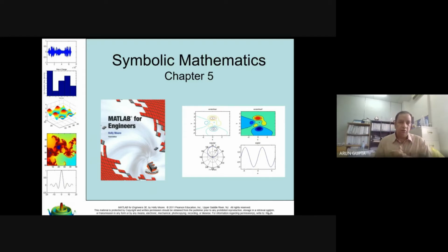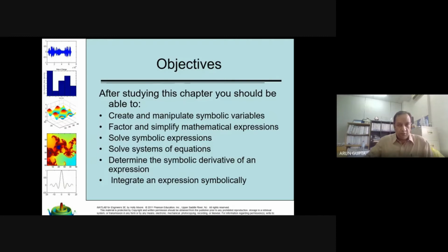So it is quite an important part and it is quite useful for engineering students. Today we are going to learn more about symbolic mathematics. In this chapter we will cover how to create and manipulate symbolic equations, how to simplify a complex equation, how to solve it, and how you can get the answers. These are the main things that you will cover in the symbolic chapter.